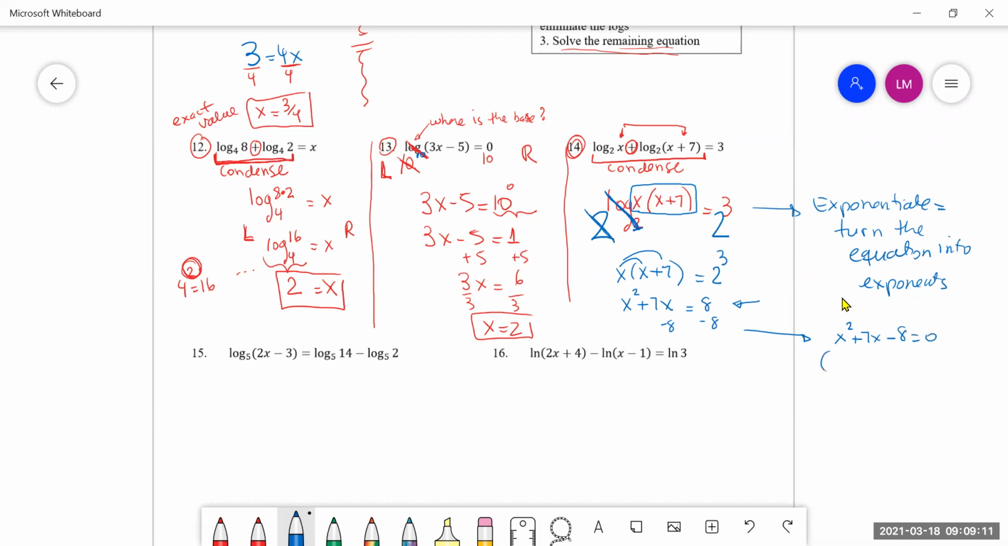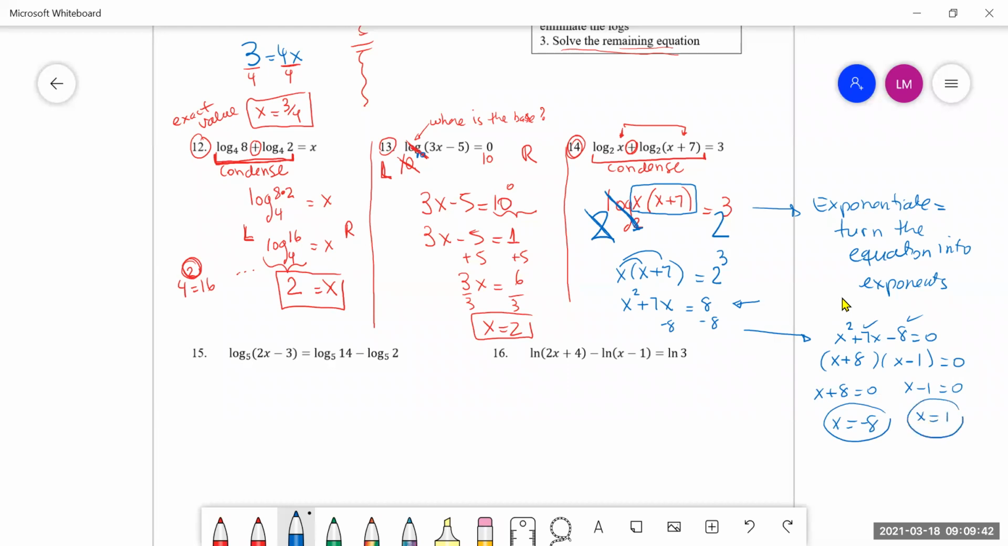And let's go ahead and factor it. We have that skill of factoring. Okay, it's going to become x plus 8 and x minus 1. When I multiply 8 and negative 1, I get a negative 8. But when I add them together, I get a positive 7. Now we set it equal to 0. So x plus 8 equals 0, x minus 1 equals 0, and we solve for x. x equals -8, and x equals 1.